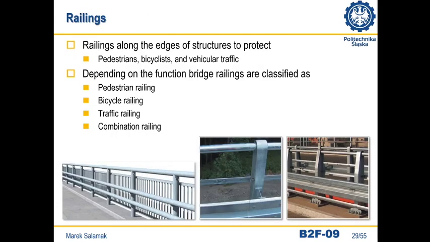Another group of components is related to the safety of users on the bridge. They are barriers and railings. They protect pedestrians, cyclists, as well as vehicles from falling off the bridge. Depending on the function of the bridge, they can only be used by pedestrians or cyclists, or additionally, can also reduce the vehicle's impact energy. We can also have combined solutions.